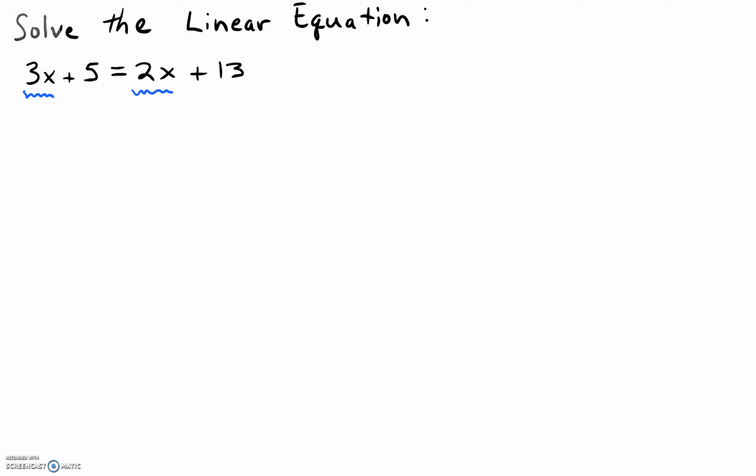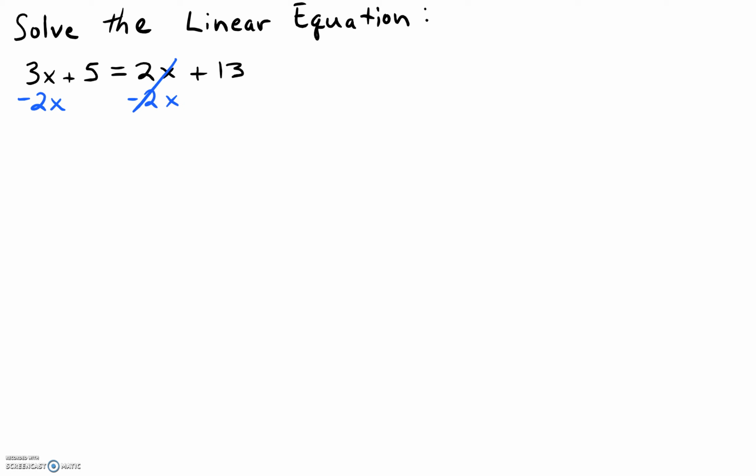So the first thing that I'm going to do as I work out this problem is I'm going to say to myself, do I want to subtract the 3x to the right hand side, or do I want to subtract the 2x to the left hand side? And I'm going to choose the 2x. I'm going to subtract 2x from both sides. And the reason for that is if I were to subtract the 3x from both sides, I would end up with a negative term on the right hand side.